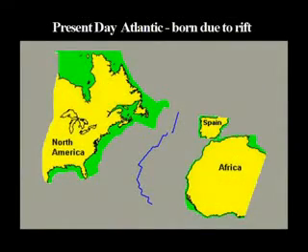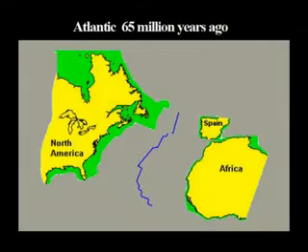The present day Atlantic born due to the rift is shown in this diagram. This diagram shows the Atlantic 65 million years ago. By 900 million years ago, a triple junction formed as the supercontinent Rodinia started to rift apart. Between about 800 million and 700 million years ago, it split in half. This was one of the most significant rifting events of all time, because it opened up the Panthalassic Ocean to the west of Laurasia and a continent that became North America.